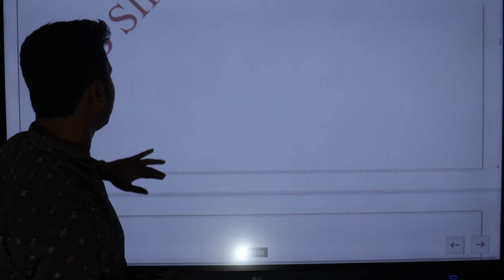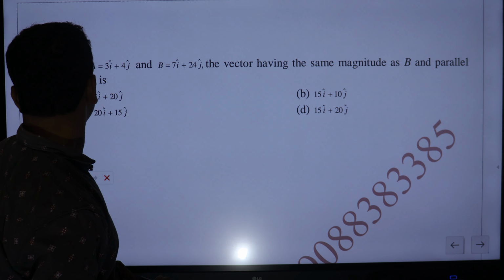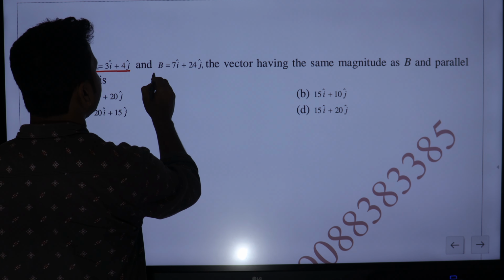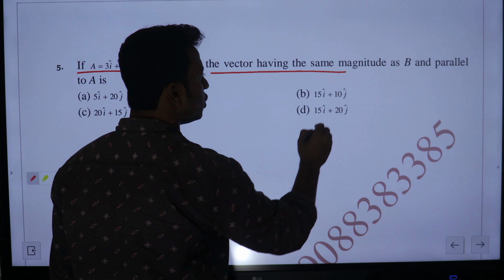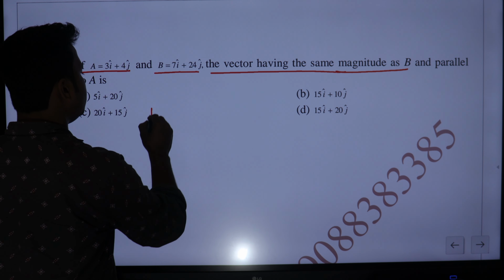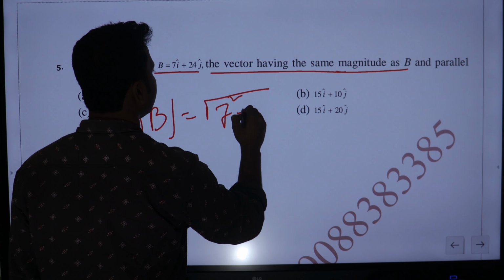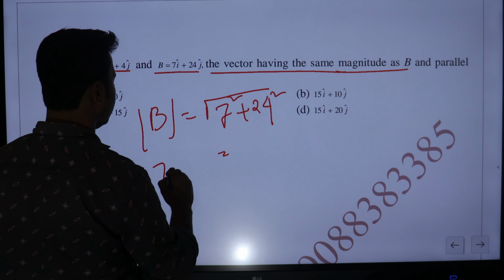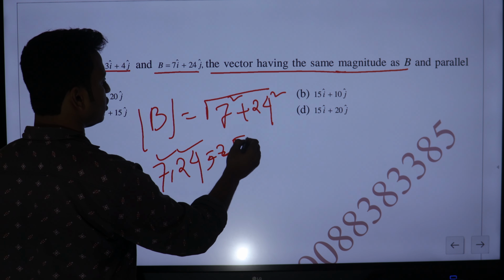Question number 5. This is the most important question. If A vector is 3 i cap plus 4 j cap, and B vector is 7 i cap plus 24 j cap, find the vector having the same magnitude as B, parallel to A. In the previous question we discussed how to find the magnitude of B. So the magnitude of B is root under 7 square plus 24 square, and it is a triplet. Triplet means 7, 24, 25: this square plus this square equals this square.